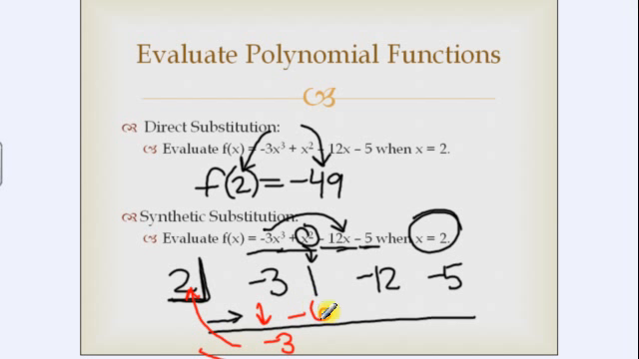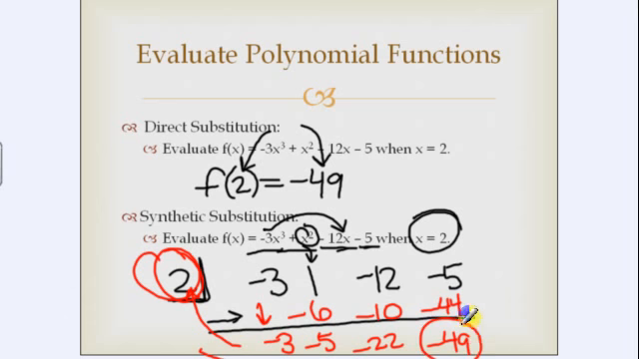Now I'm back to adding. 1 plus negative 6 is negative 5. Then multiply the negative 5 times the 2 up here, and I get negative 10. Then add negative 22. Multiply again by the 2. That gives me negative 44. And add one more time, and I get negative 49.